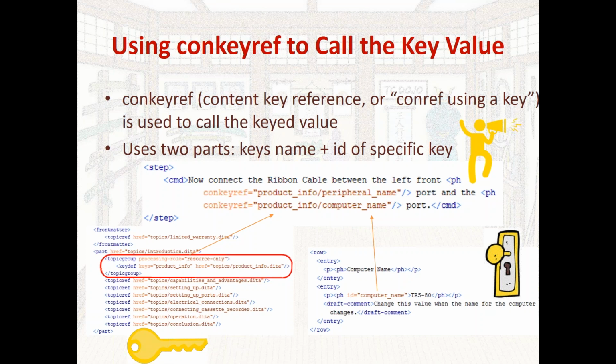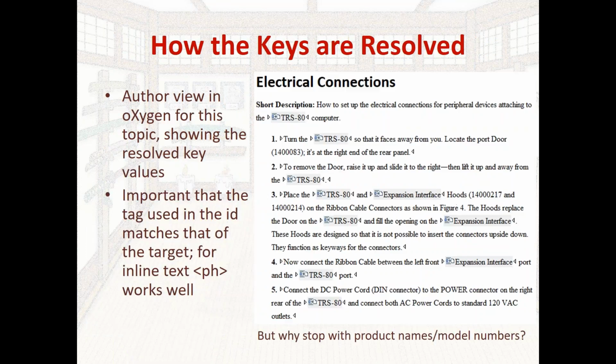In this case, we have two examples. We have one with product underscore info / peripheral name, and then product underscore info / computer name. In both cases, they will be called, and when resolved, they will appear within that topic with those values resolved. And here you go, this is what they actually look like. This is the author view from Oxygen showing that same topic, showing the resolved key values.